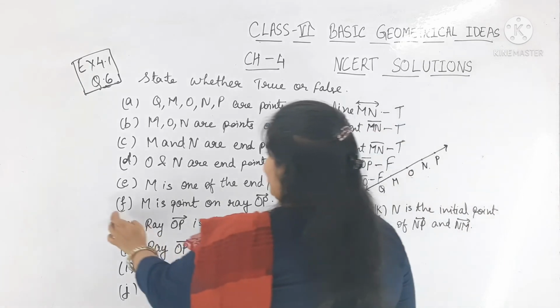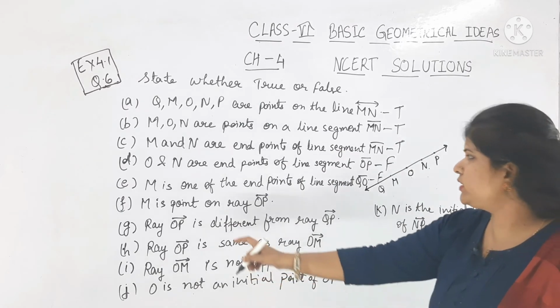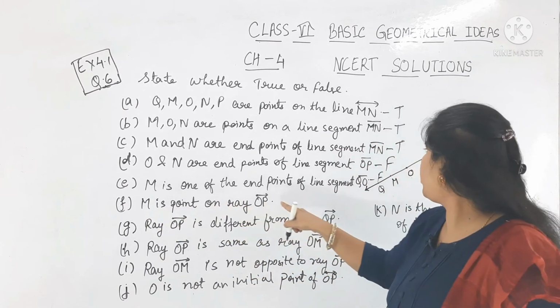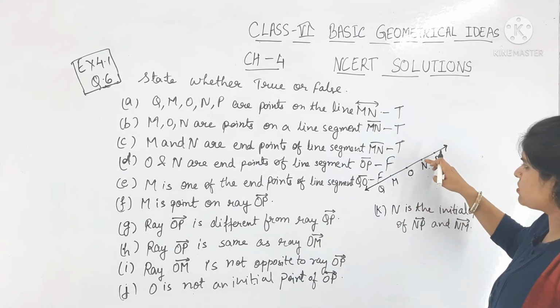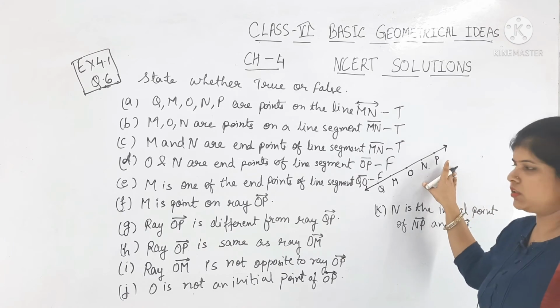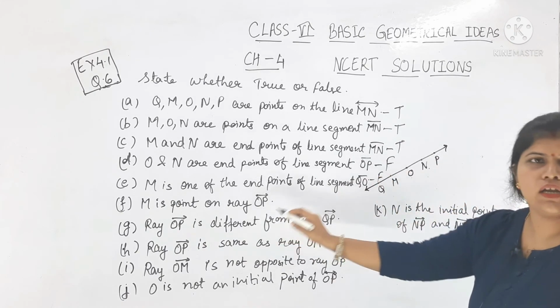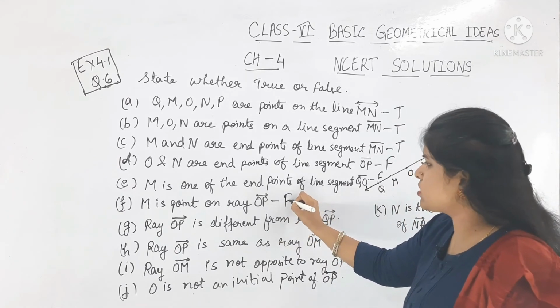Okay. Now number F. Okay students, let's see this question number F. That is M is point on ray OP. So this is the ray OP and M is not in the point between this. OP is this ray. If it is written N is the point, so that will be true. But here it is given M. So this is the false statement.